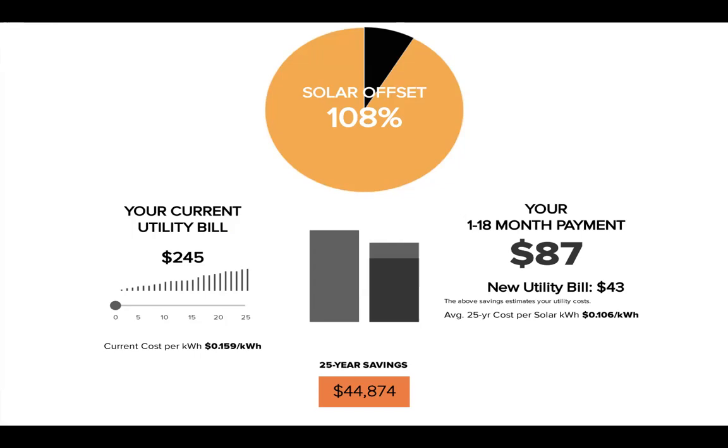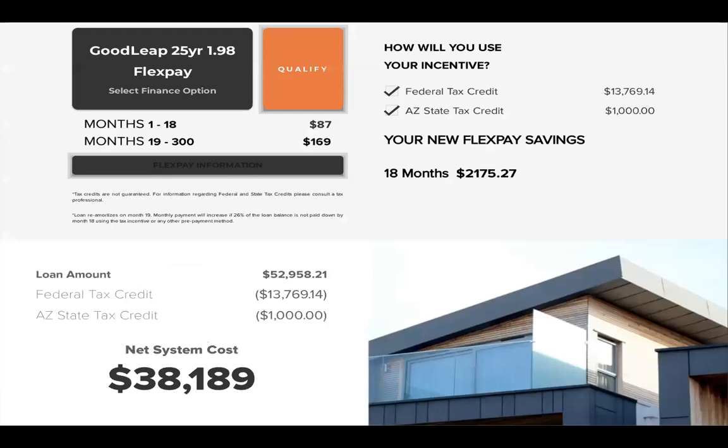Okay. How does this work? Very simply, just like this. So we're using a GoodLeap 25-year 1.98 FlexPay. Their first 18 payments are interest-only payments at $87 a month. If they reinvest their federal and their state tax credits, their payments are only going to be $169 a month. That's all they're going to pay locked in for solar. This payment will never increase.